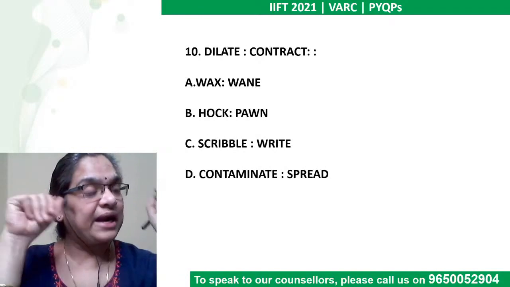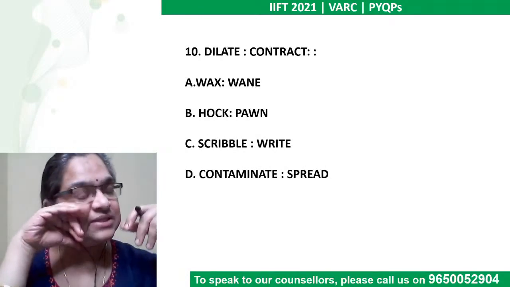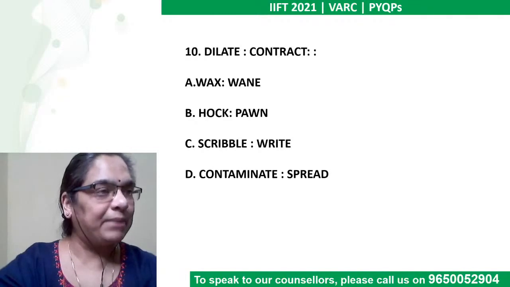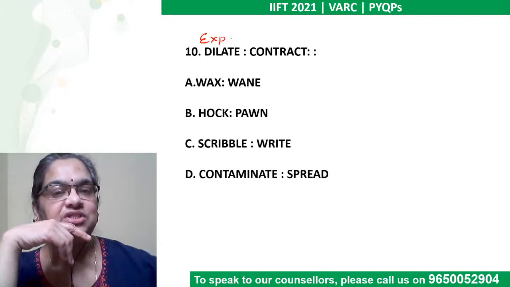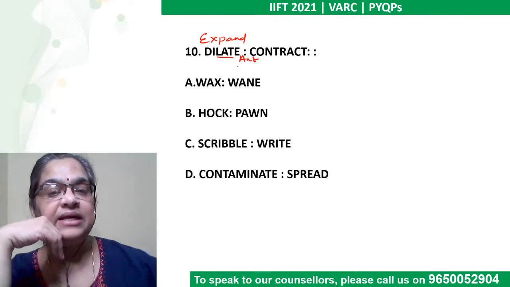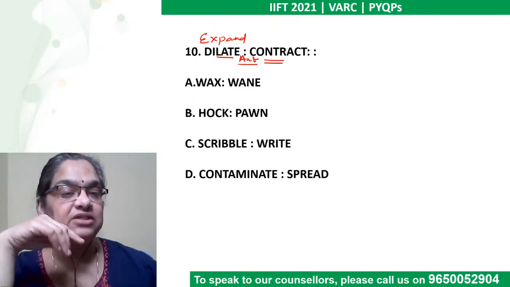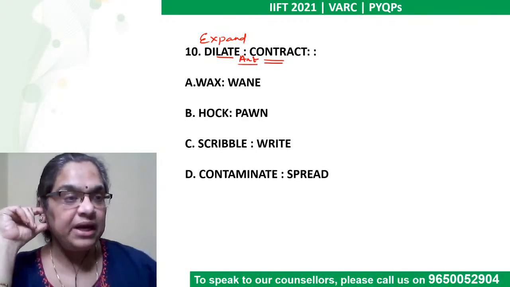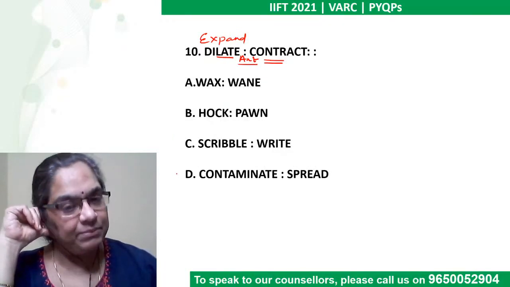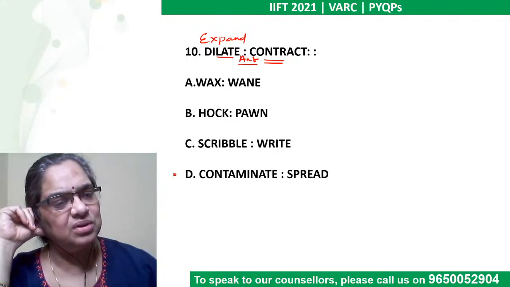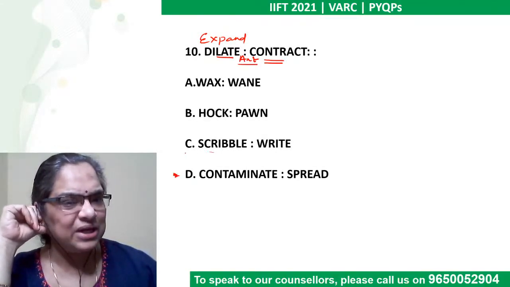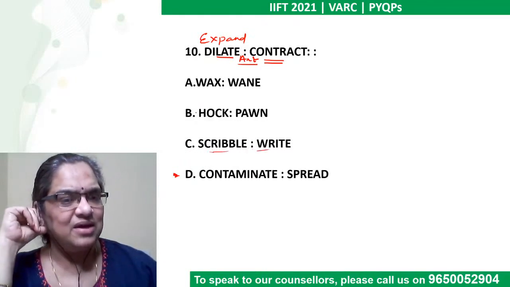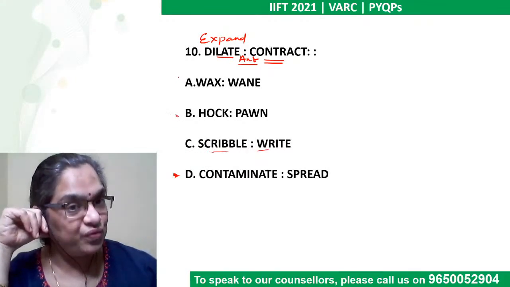Dilated pupils, contracted pupils. Dilate means, lat here means to pull apart. That's the root. So dilate is to expand, which is the opposite of contract. So what is the relationship? Dilate is the opposite of contract, just as contaminate is not the opposite of spread. Contaminate means to make something infected. Scribble is to write, not exactly. They're similar, right? Wax is to wane.